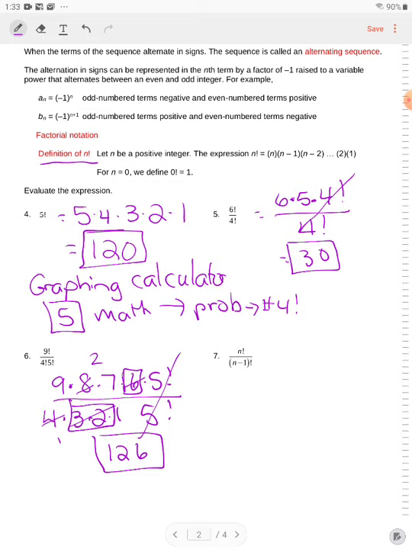And we confirmed 126. Okay, number 7 is a little harder. N factorial over n minus 1 factorial. So if I look at the denominator, it stops here. So again, I'm going to divide like terms. That's a 1, and you're left with n.